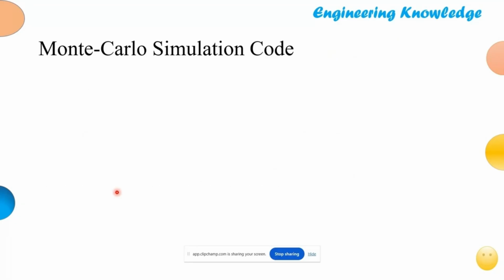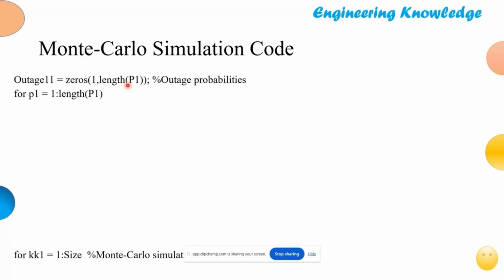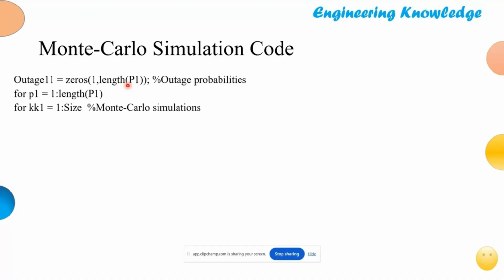Now I'll perform my Monte Carlo simulation, in which we perform the exercise n number of times, where n is very large, and then average out with n. So how do we do that? We first assume that outage_1 is all zeros of dimensions 1 comma the length of P1, which is also len. So we perform a nested looping. First we'll use one variable p1 from 1 to length P1, and we'll use kk1 from 1 to size. This size is the number of variables that we are using.